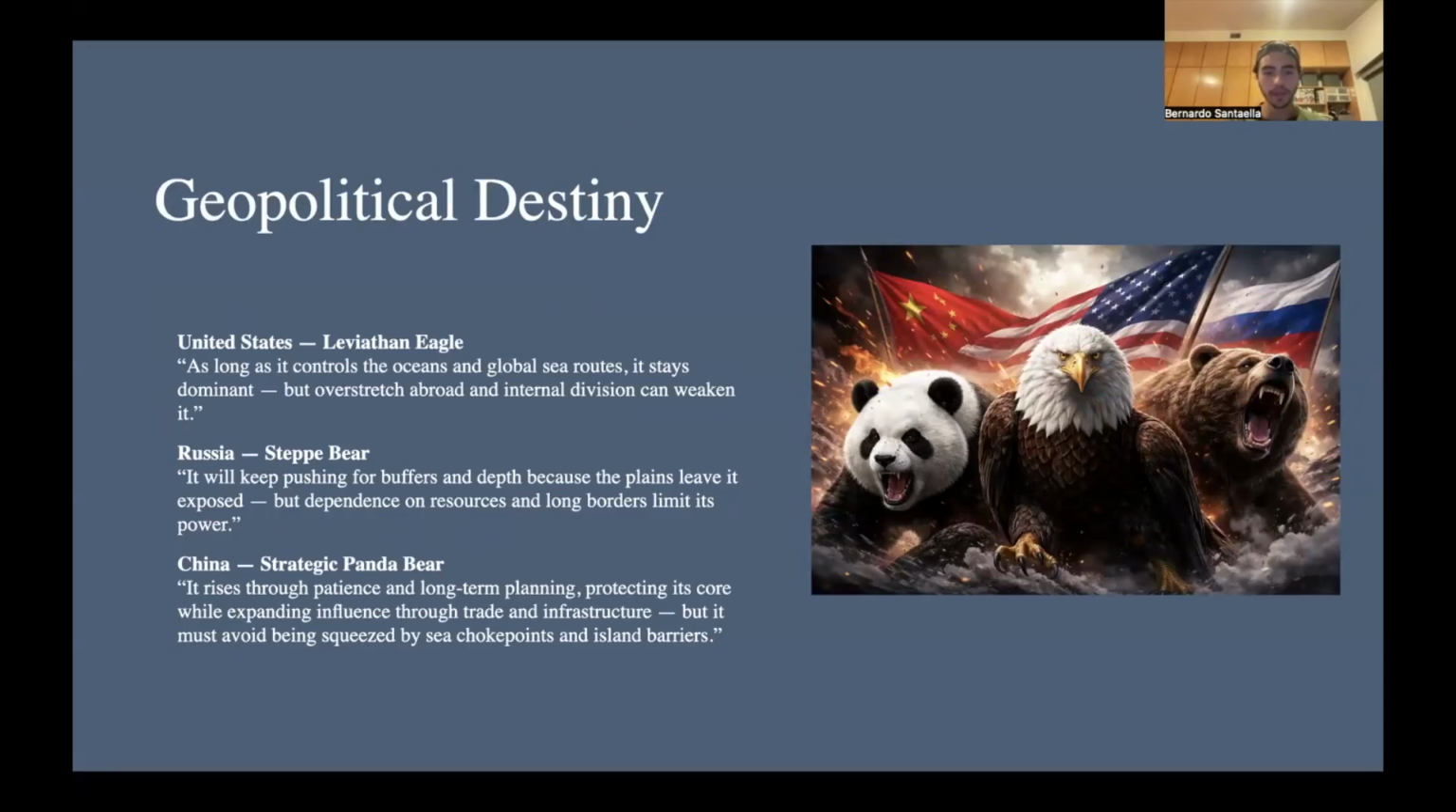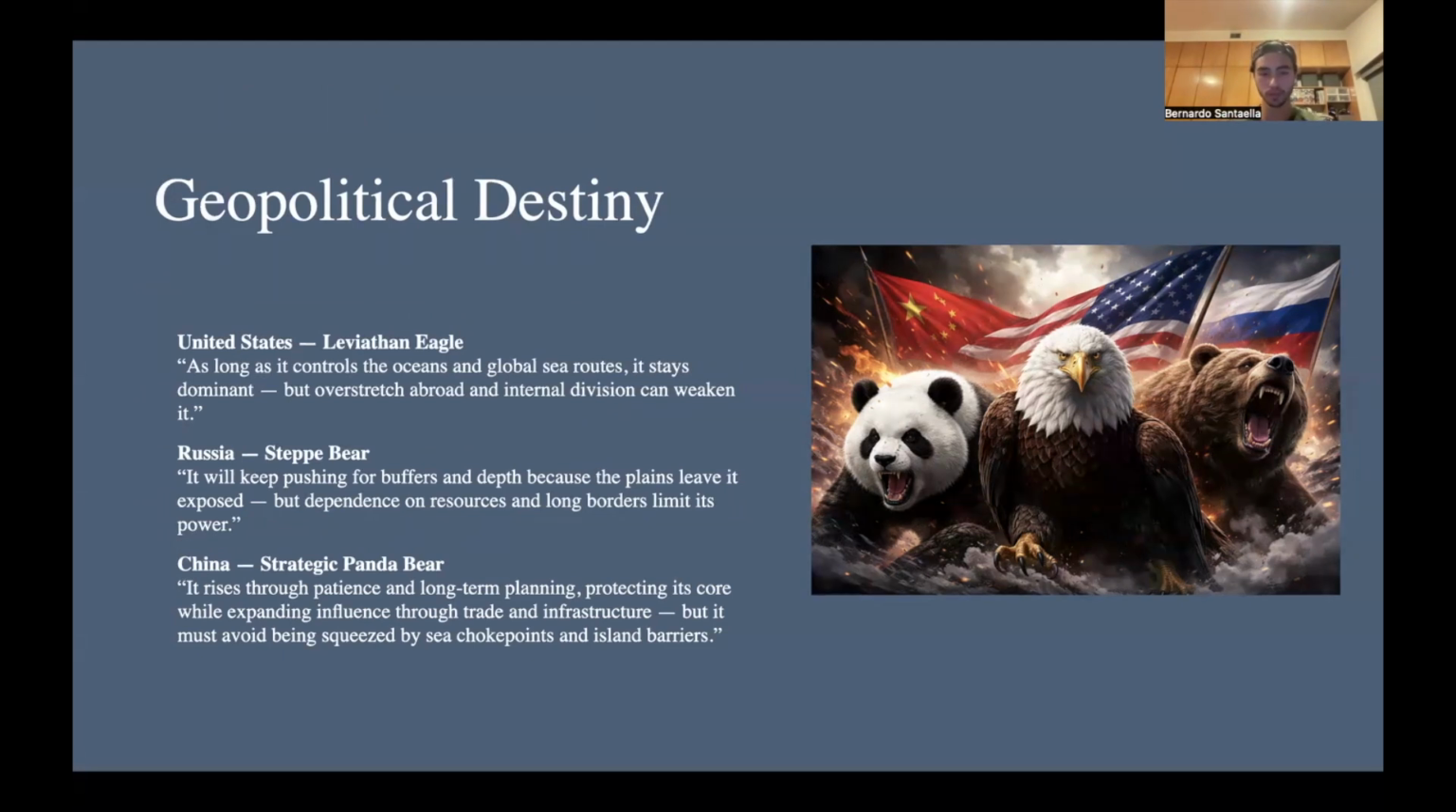And finally, geopolitical destiny, to end with the prophecy of how geography shapes fate. The US: as long as oceans protect me, I can control my seas. My influence will stay worldwide. I will keep pushing outward to survive, because the plains never stop being a threat. China: my destiny is to break choke points and secure access, because my power depends on open routes.